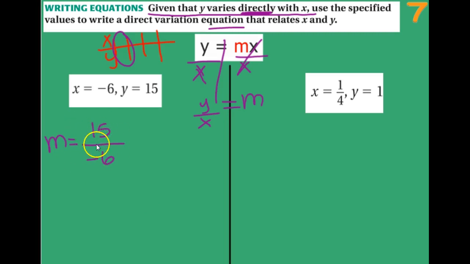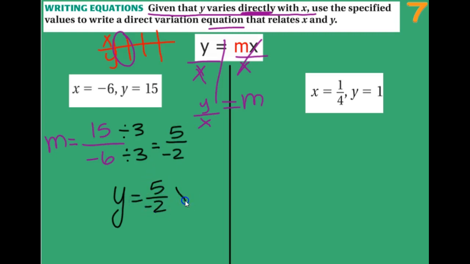Now you could leave it like this, but if I was going to tell you to graph that, that wouldn't quite fit on the graph. So I'm going to simplify. I'm going to divide both by 3, because I know they're both divisible by 3. And that would give me 5 over negative 2. So my equation would be y equals 5 over negative 2x, plus 0. If you wanted to write negative 2 over 5, that's the same. Doesn't matter where the negative goes.